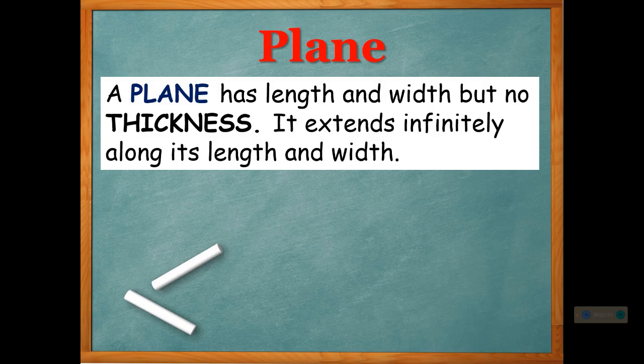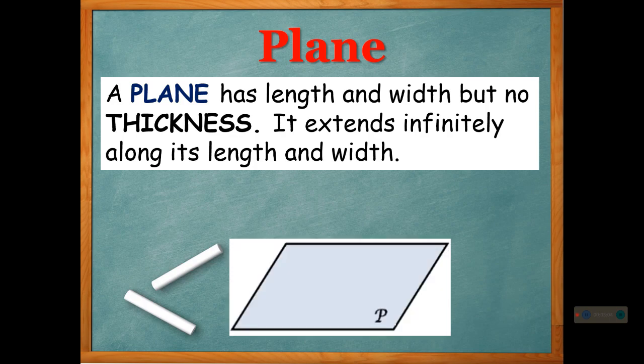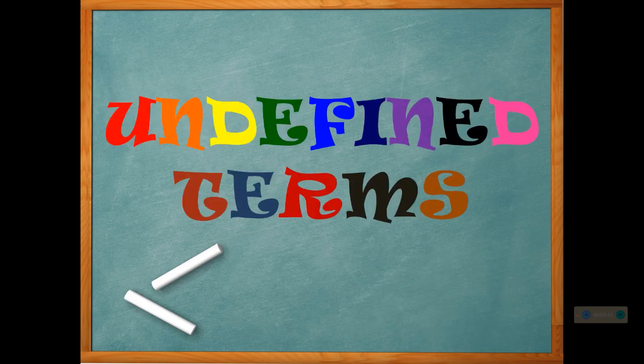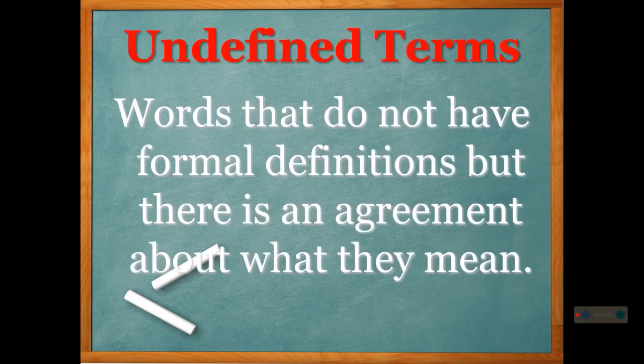Again, the third one is the plane. A plane has length and width but no thickness. It extends infinitely along its length and width. Here is a sample figure of a plane. Let's name this plane P. Those three terms are what we call the undefined terms. When we say undefined terms, these are the words that do not have formal definitions, but there is an agreement about what they mean.